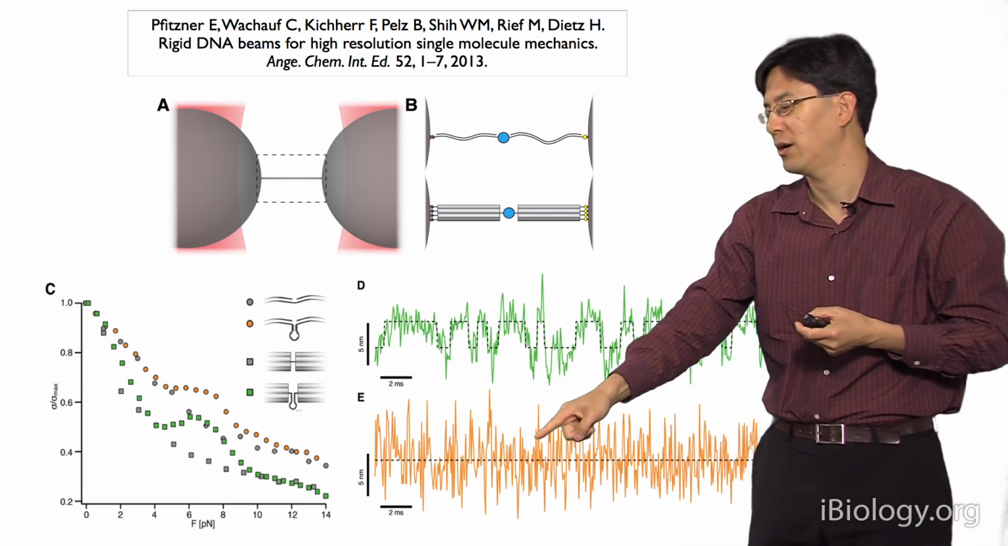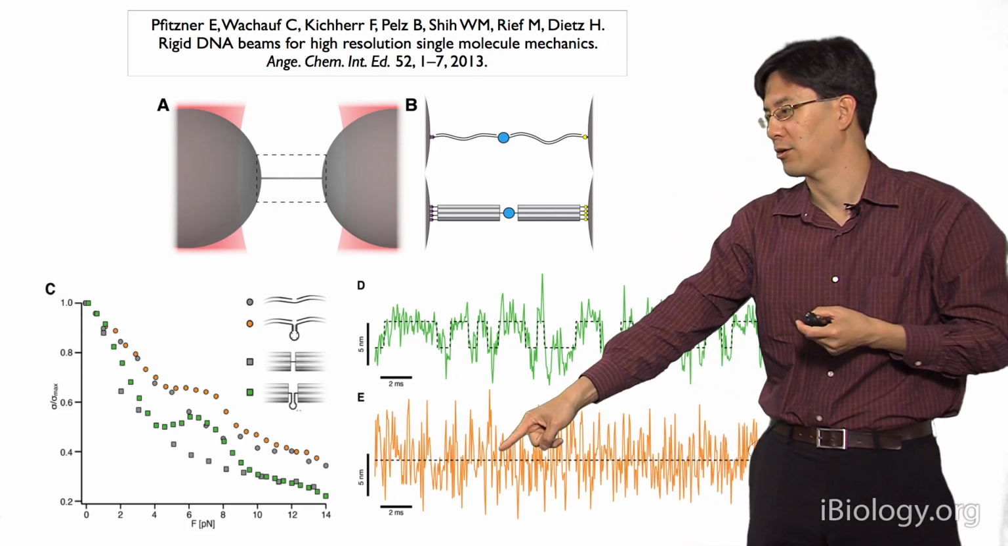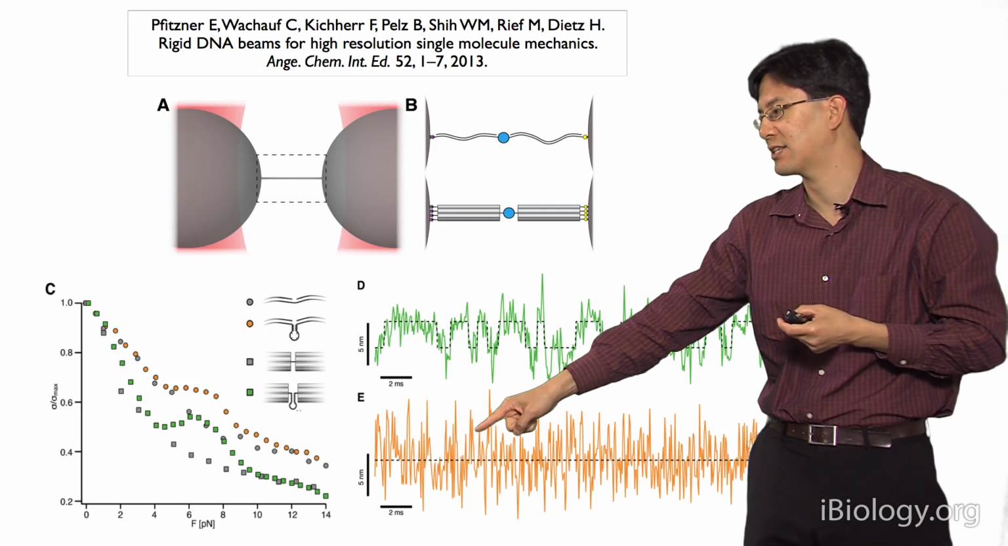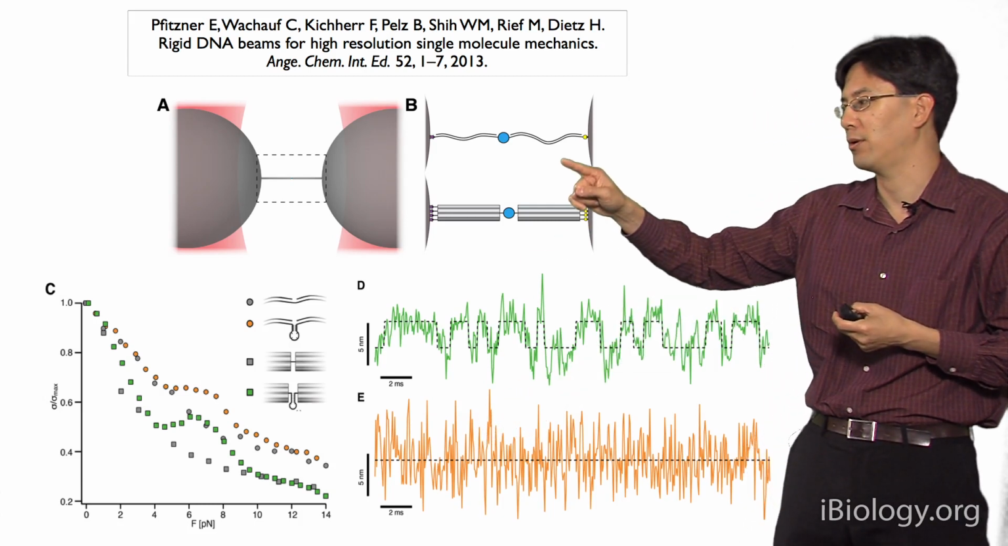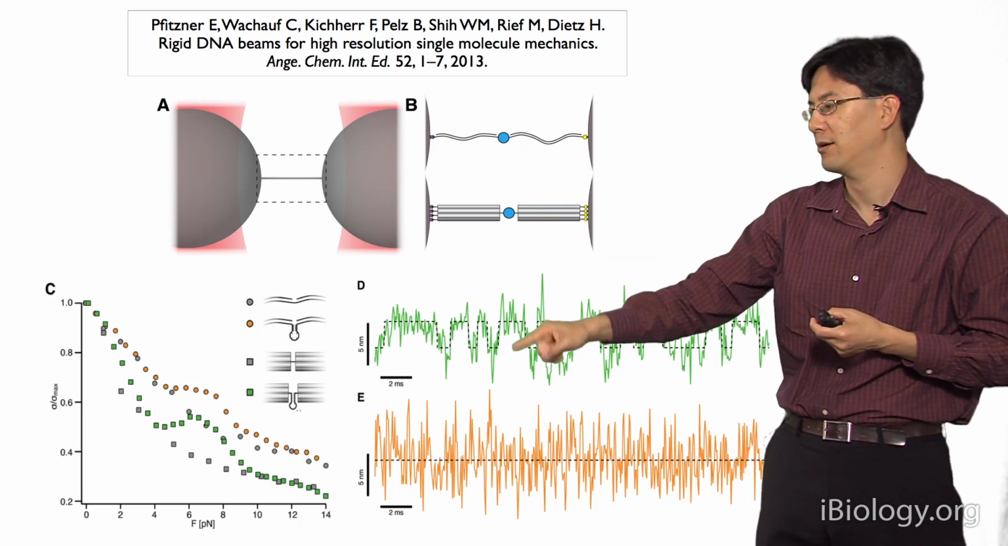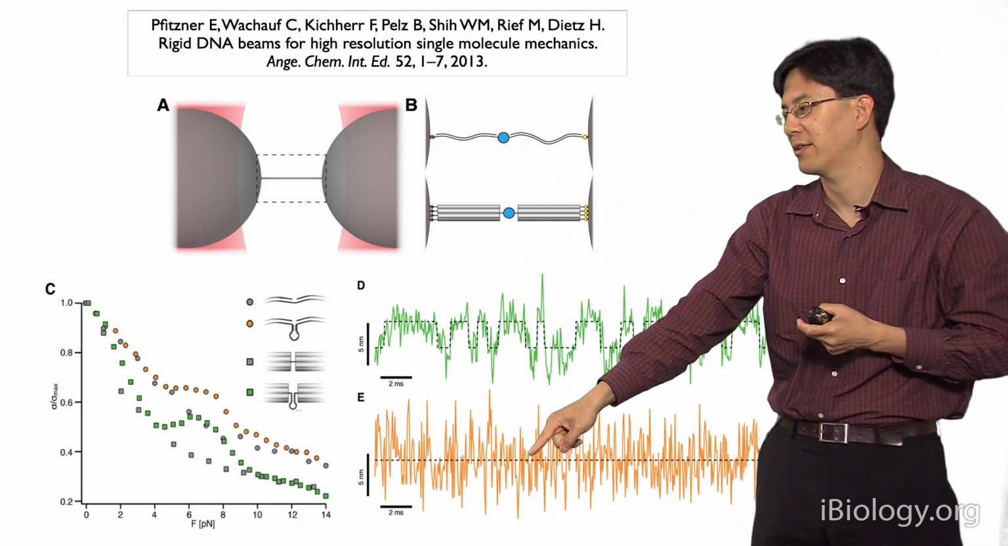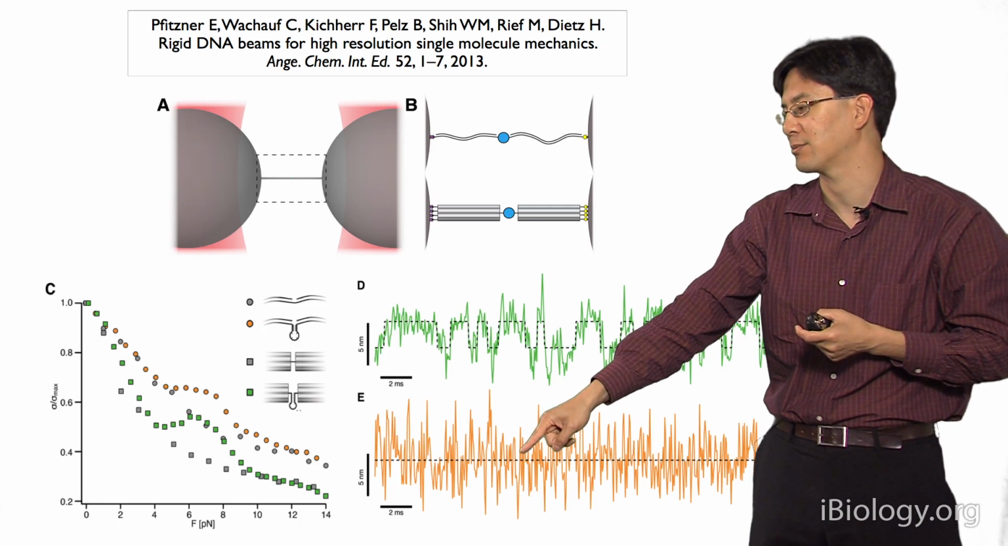So for example, on the lower right-hand trace, what we see is a time trace of the distance between the beads for the example on the top in B, where we're looking at a DNA hairpin that presumably is opening and closing at some specific force.